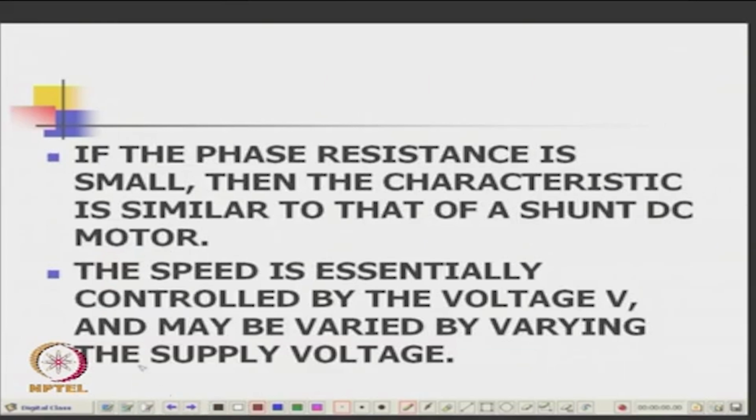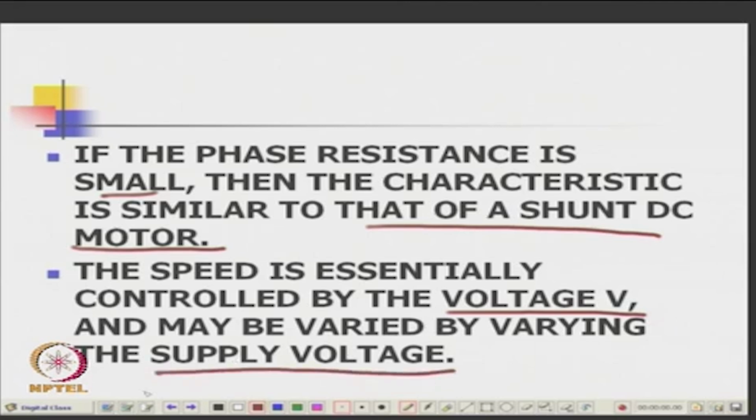Now, if the phase resistance is small, then the characteristic is similar to that of a shunt machine. The speed is essentially controlled by the voltage V. So, if you want to control the speed, the only way is to control the voltage, and maybe vary the supply voltage. It can even be controlled by the AC side also if it is a rectifier, because the DC is the supply voltage.